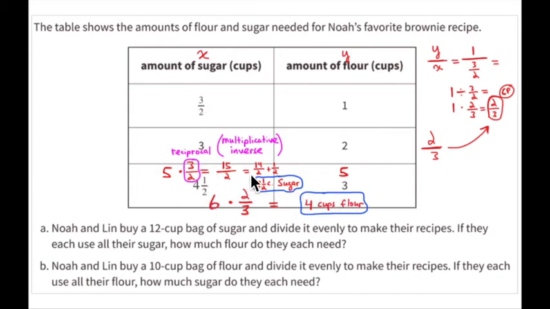Well, the amount of flour is 2/3 the amount of sugar. That's what that constant of proportionality tells you. The amount of flour, y, is 2/3 the amount of sugar, which is x. So if you're given 6 cups of sugar, you multiply that by 2/3, that equals 4 cups of flour. So 6 divided by 3 is 2. 2 times 2 is 4. So for 6 cups of sugar, you're going to use 4 cups of flour.